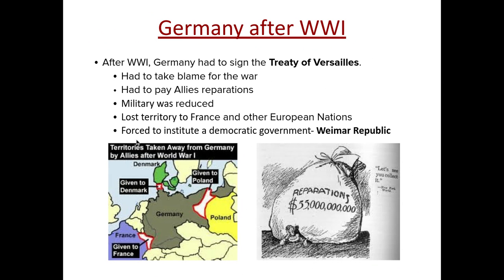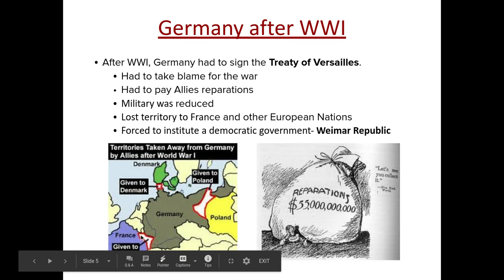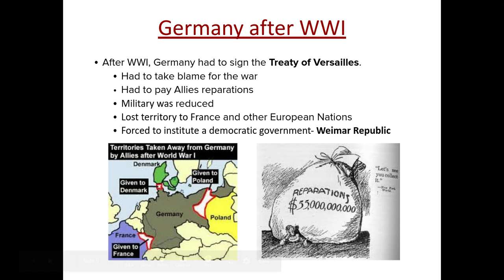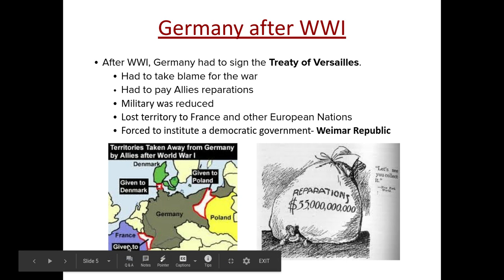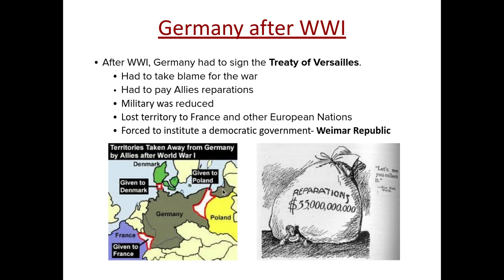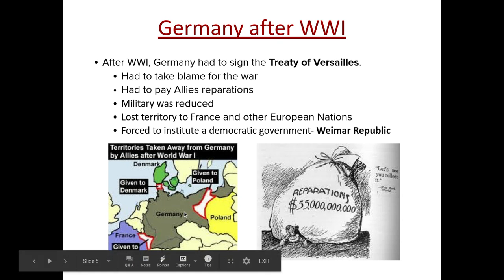Also, they're going to lose territory to France and Poland and also Denmark, but substantial lands here. Alsace-Lorraine, which was taken by the Germans after the Franco-Prussian War in the 1870s, will be given back to France. There's going to be a region known as the Polish Corridor, which is going to split East Prussia from the rest of the Weimar Republic, or Germany.